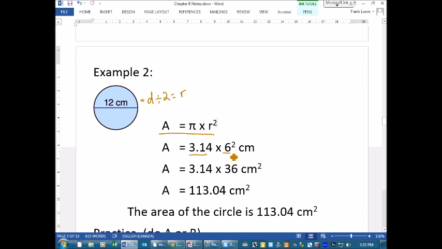6 centimeters. But remember, it's radius squared, so we got to take our 6. We have to square it. That means it's 6 times 6. That's correct, which gives you 36. Okay, so in our next step, we got 3.14 times 36 centimeters squared. Remember, because we went from there to there. And then you just multiply those together, and you get 113 and 4 100ths of a centimeter squared. Don't forget the squared.